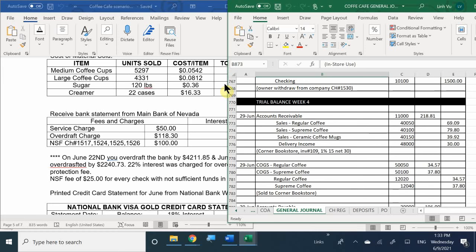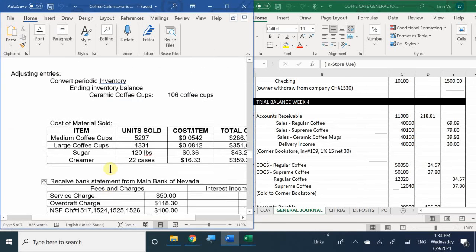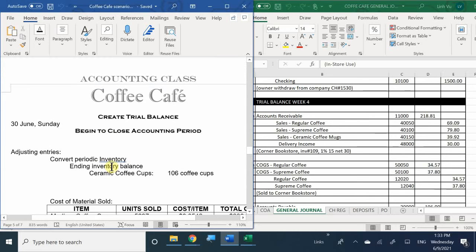Welcome back, guys. We are finally here. We've finally reached the end of the month. We completed our unadjusted trial balance. So now we are moving into this section we've all been waiting for, which is the adjustments.